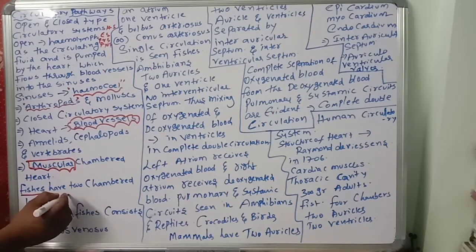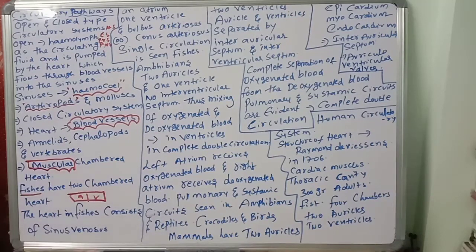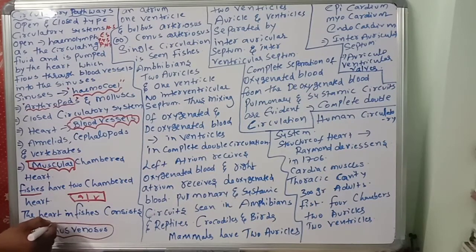Now you see, this is the heart of the fish. One auricle, one ventricle. That's it. Two chambers, auricle and ventricle, separated by the auriculoventricular septum. So the two-chambered heart we will see in the fishes. One auricle and one ventricle. The heart in the fishes, very very important, has an additional chamber, that is the sinus venosus.